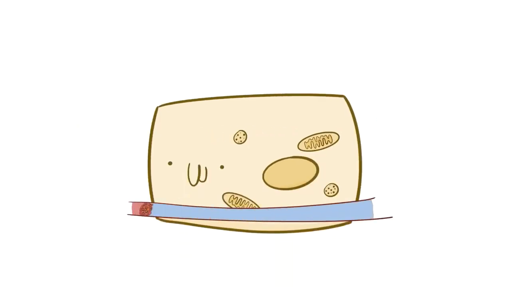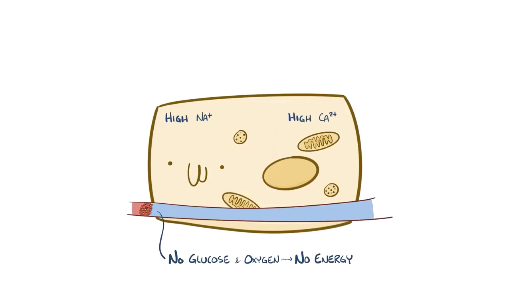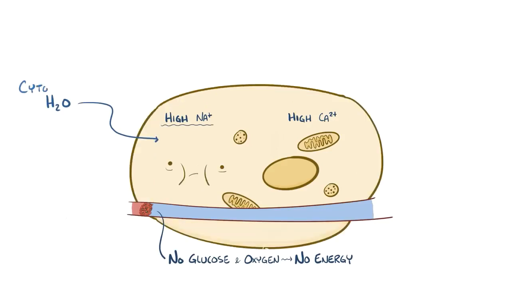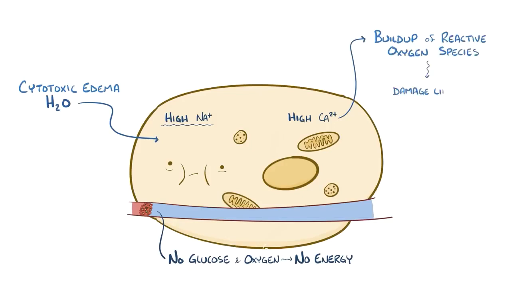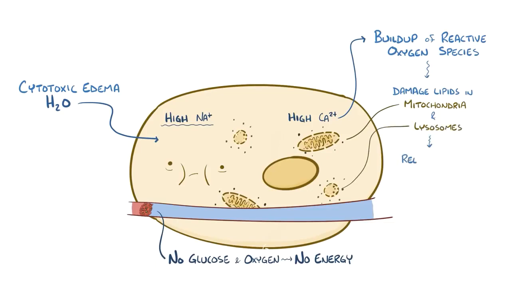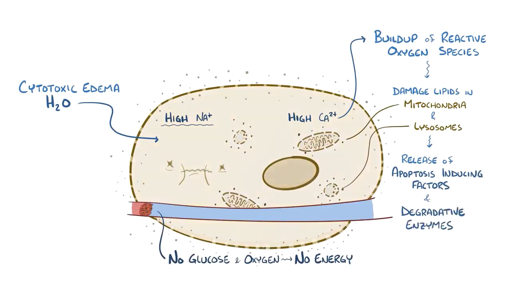Regardless of the type of ischemic stroke, without a steady supply of glucose and oxygen, cells run out of energy within minutes, and you get a high buildup of sodium and calcium levels in the cells. High sodium levels draw water into the cell, making it swell, and this is called cytotoxic edema. And high calcium leads to the buildup of reactive oxygen radicals that react with lipids in the membranes of mitochondria and lysosomes. Damage to these organelles allows apoptosis-inducing factors and degradative enzymes to seep out of the cell.